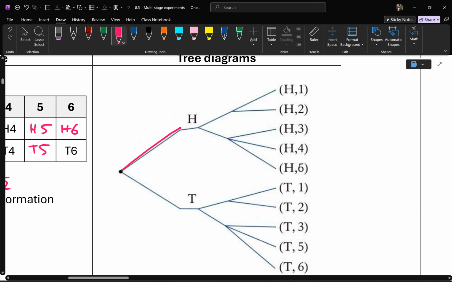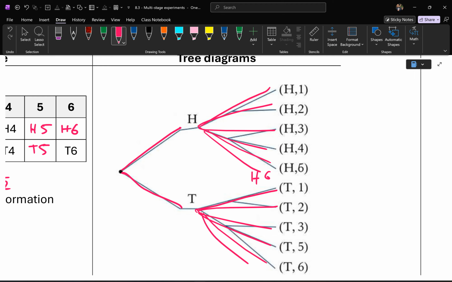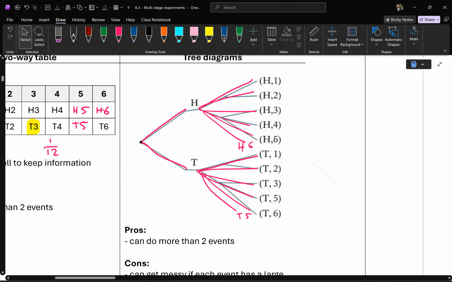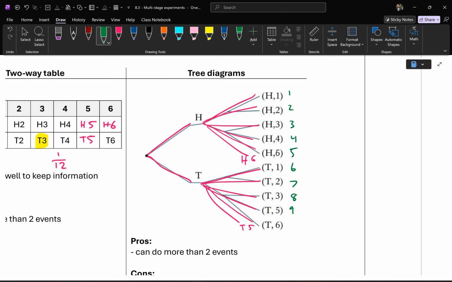Branch 1, so you get heads or tails for flipping a coin. But after you flip a coin, you could get 1, 2, 3, 4, 5. Oh, I'm missing 6 as well. And then same thing with tails. You can get 1, 2, 3, 4, 5, or 6. And that way you can see what's your total options. You can count from here. That's now 1, 2, 3, 4, 5, 6, 7, 8, 9, 10, 11, and 12. That's one way of doing it.